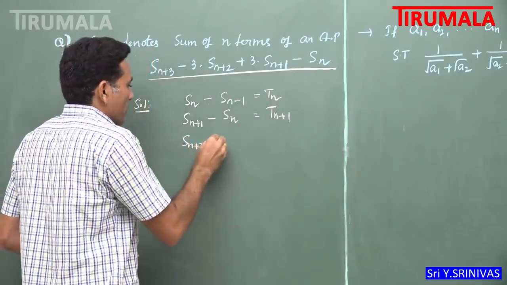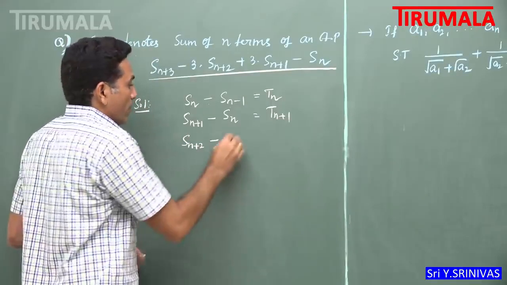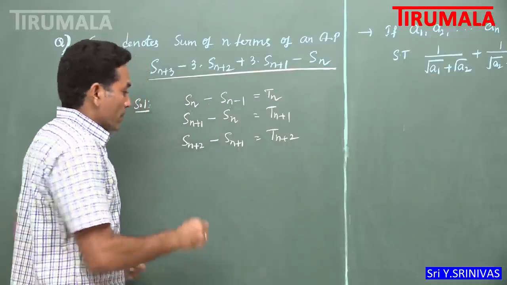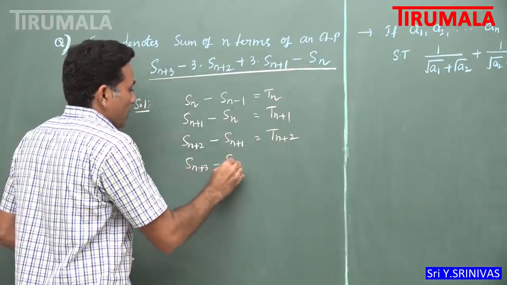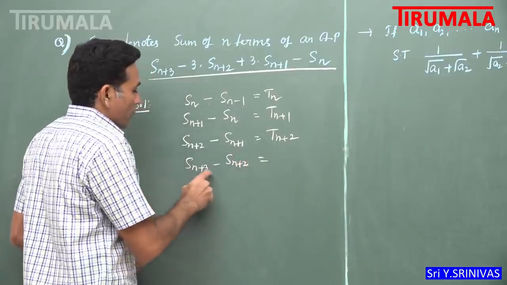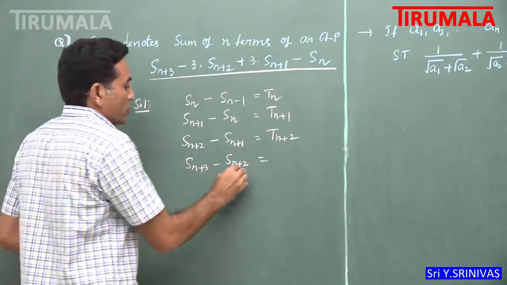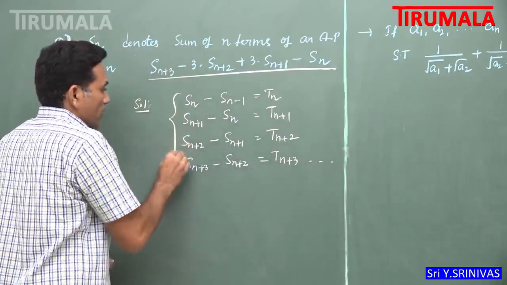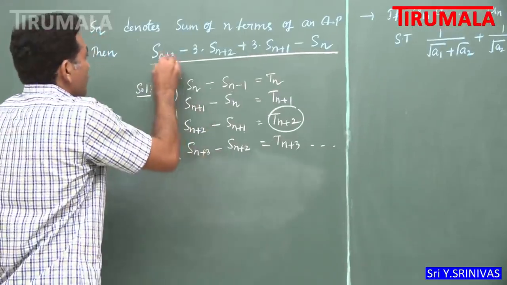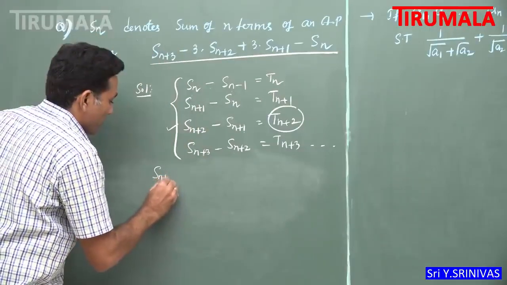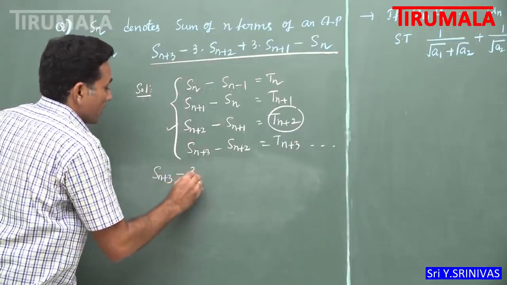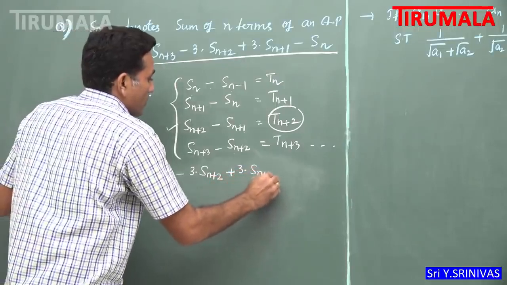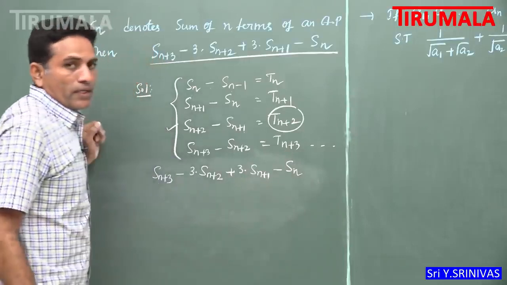Similarly, the sum of n plus 2 terms minus the sum of n plus 1 terms is equal to Tn plus 2, term n plus 2. Sum of n plus 3 terms minus sum of n plus 2 terms gives term n plus 3. Based on these results, what is required, students? Required is the sum of n plus 3 terms minus 3 times the sum of n plus 2 terms plus 3 times the sum of n plus 1 terms minus the sum of n terms.